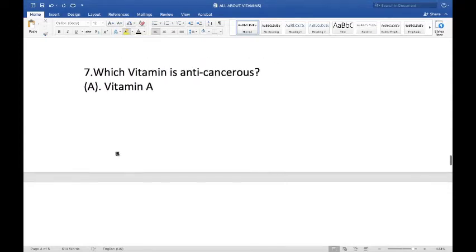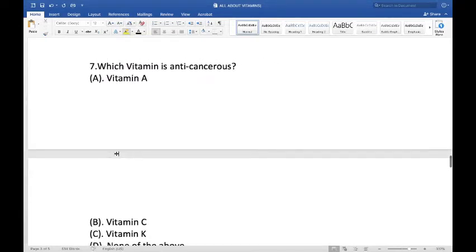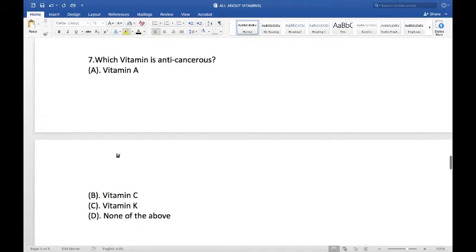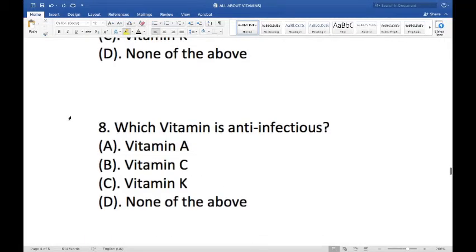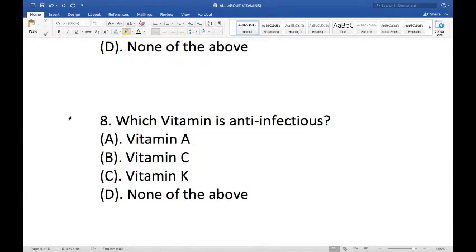Next question. Which vitamin is anti-cancerous? Is it vitamin A, vitamin C, vitamin K? So which vitamin is supposedly anti-cancerous? And the right answer here is vitamin A. On. Which vitamin is anti-infectious? Is it vitamin A, vitamin C, vitamin K, or D? None. So the vitamin that is anti-infectious is known to be, again, vitamin A.